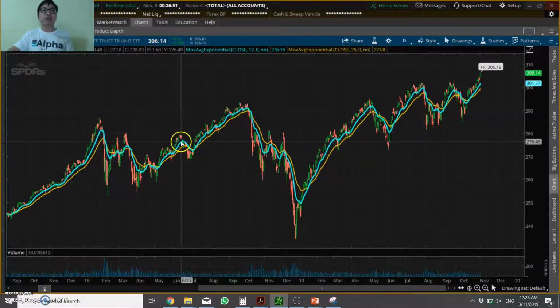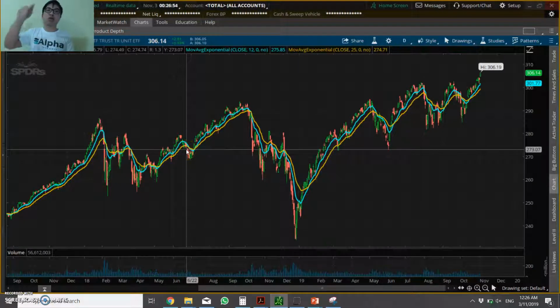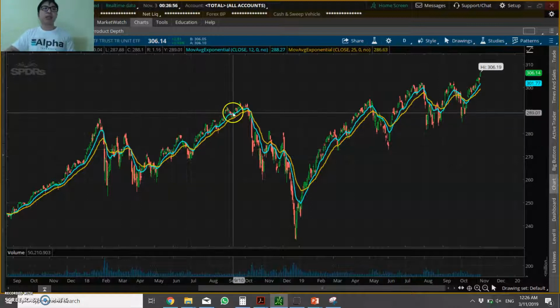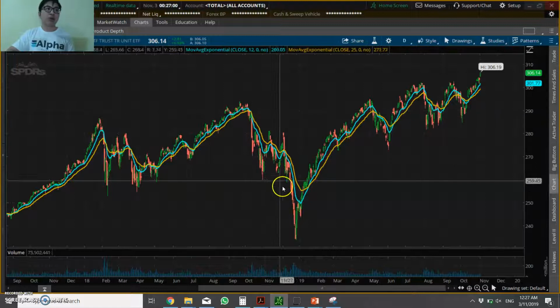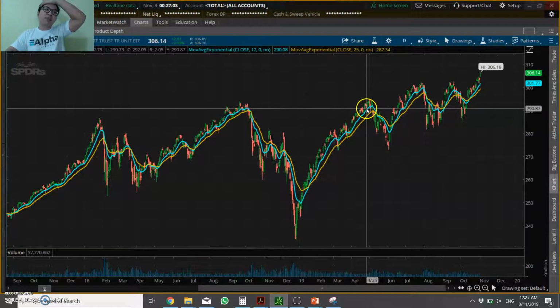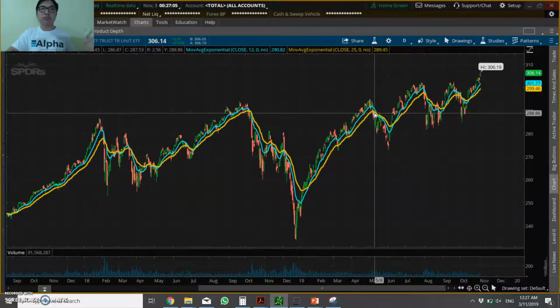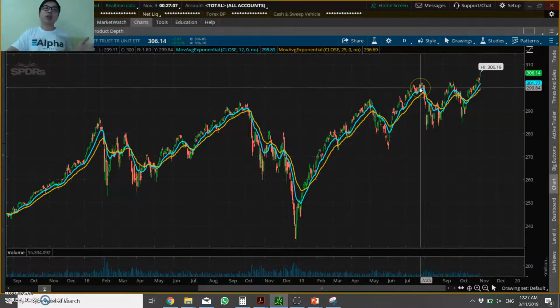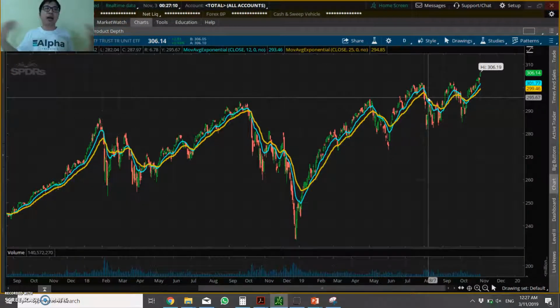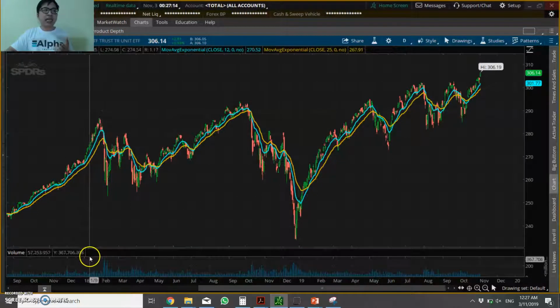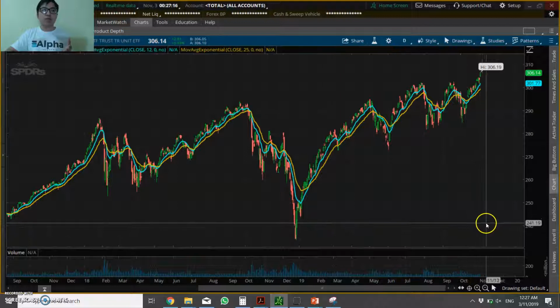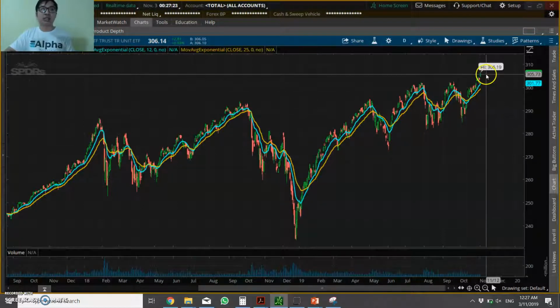Down here, likewise, when the blue line crosses the orange line, the market sells down. Down here again, the blue line crosses the orange line, the market sells down again. Likewise over here, and down here. You get my point, right? The market sells down. This is the S&P 500, and we're taking data from 2018 all the way to today. Currently, last Friday's market share price is $306.